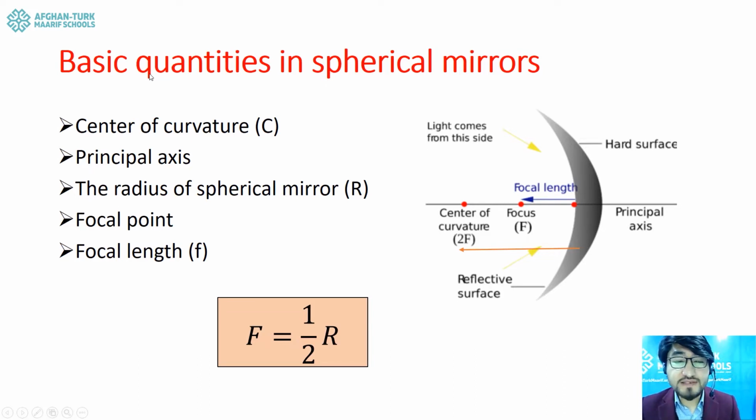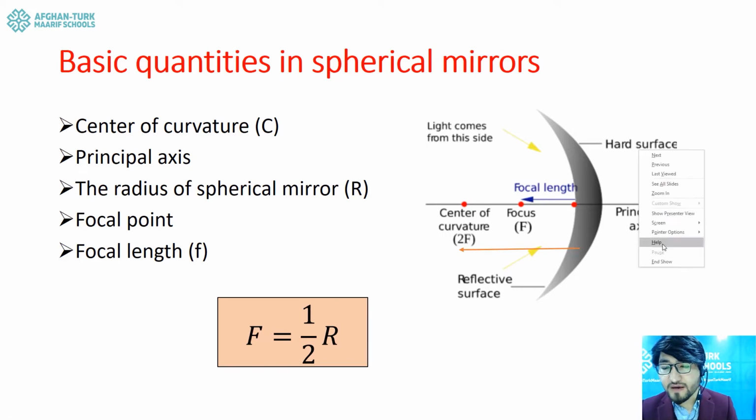Let me tell you the basic quantities in spherical mirrors. First, center of curvature: the center of the sphere that a spherical mirror is made of is called the center of curvature. This point is called the center of curvature. It is represented by the letter C and also by 2F.